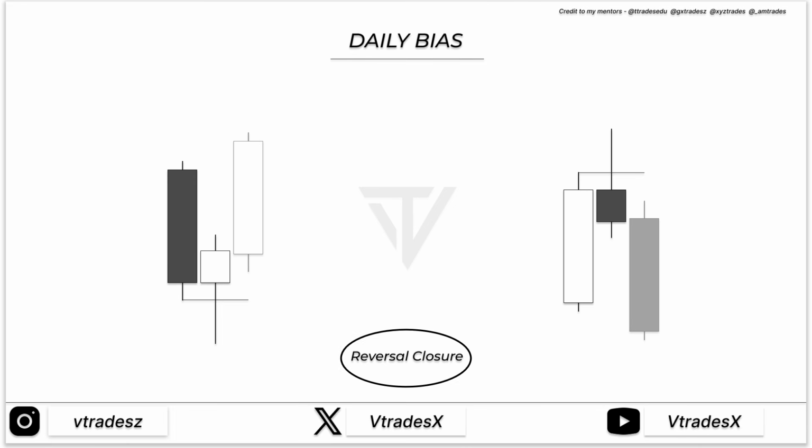Reversal closures. Bullish reversal occurs when price dips below yesterday's low, but then aggressively closes back above that low. It's a classic rejection pattern, showing price has found support and is ready to reverse higher. Bearish reversal occurs when price takes out yesterday's high, but then closes back below that high. This is a rejection from resistance, indicating price is likely to reverse lower. Once we have this daily bias, we have our directional conviction for the day. This is our North Star.